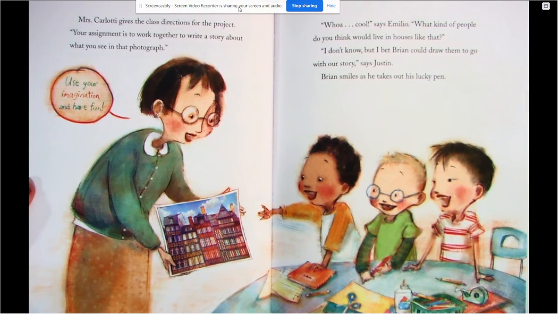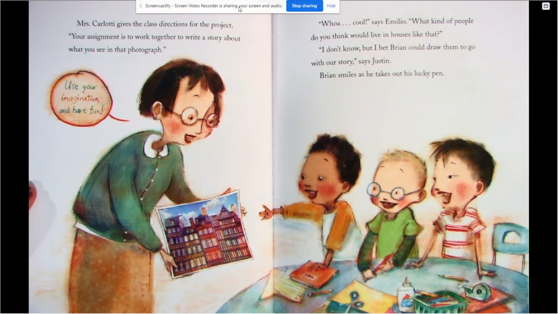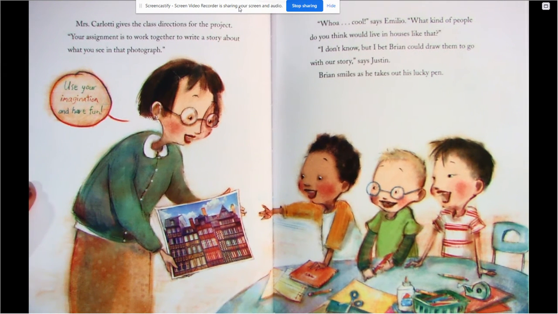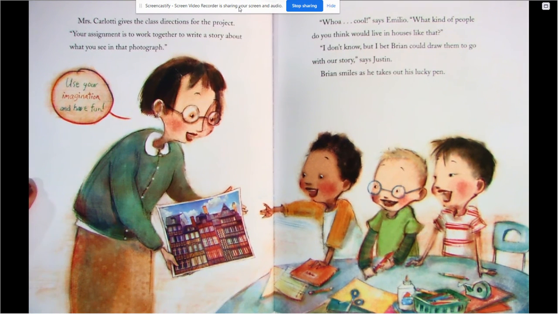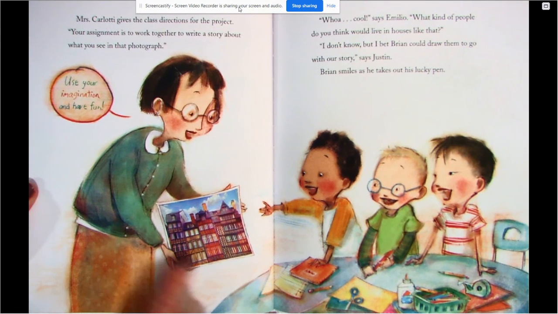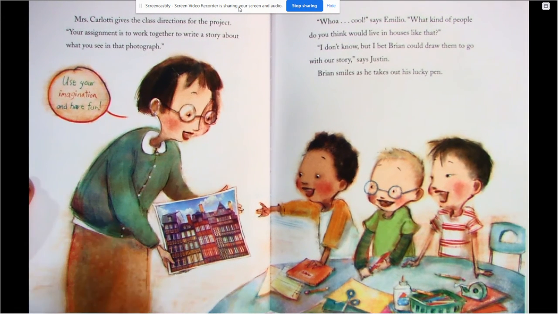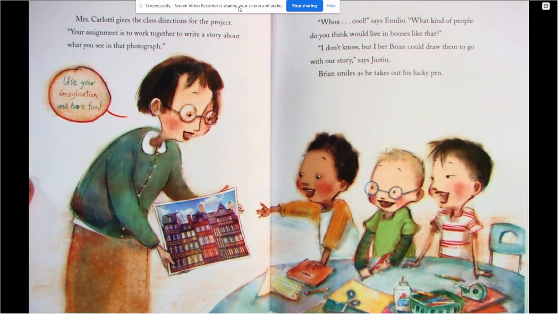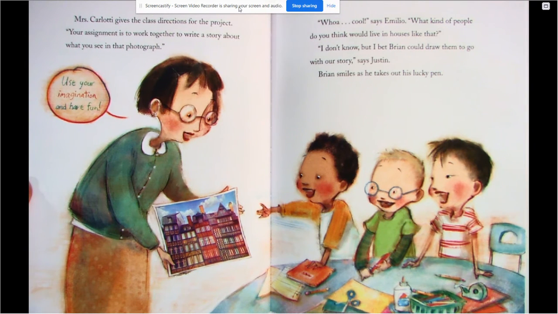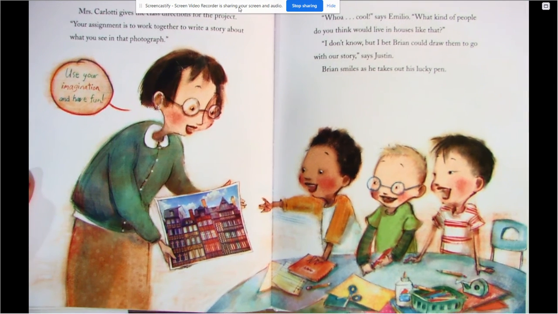Mrs. Carlotti gives the class directions for the project. "Your assignment is to work together to write a story about what you see in that photograph. Use your imagination and have fun." So she gives them this photo. "Whoa, cool," says Amelia. "What kind of people do you think would live in houses like that?" "I don't know, but I bet Brian could draw them to go with our story," says Justin. Justin has noticed that Brian's really good at art. Remember, he compliments him on the playground. Brian smiles as he takes out his lucky pen.